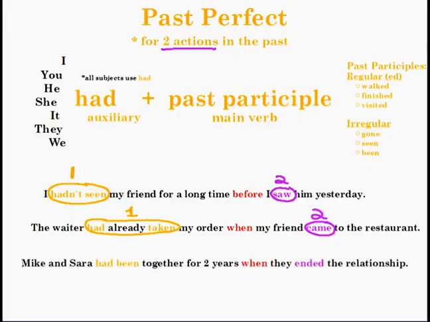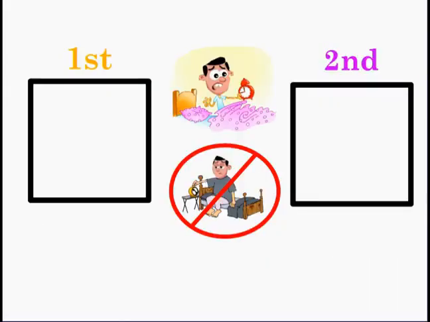Here's another example. Mike and Sarah had been together for 2 years when they ended the relationship. So, again, if I look at my past perfect, Mike and Sarah had been together for 2 years. That's the first thing that happened. When they ended the relationship, this is the second thing that happened. Okay? So again, the past perfect indicates the first thing that happened in a sequence of two things in the past. Okay? Let's look at some more examples to maybe visualize how we use the past perfect.